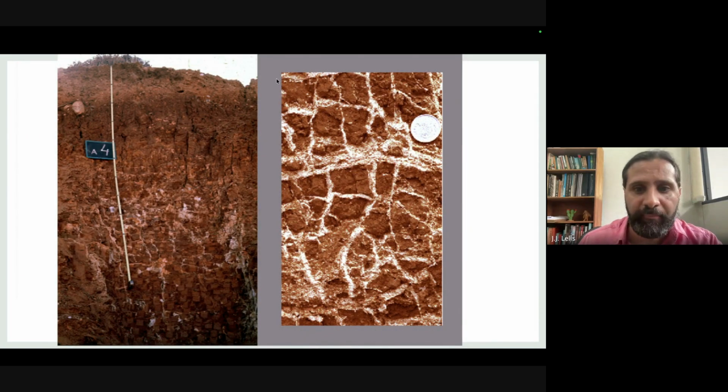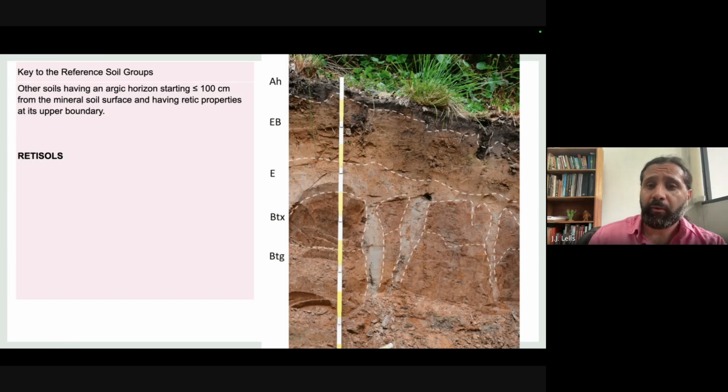Here you can see some precipitations and even some cementations of voids by calcium carbonate. Now let's see some soils that express clay migration. Okay, we have the retisols.